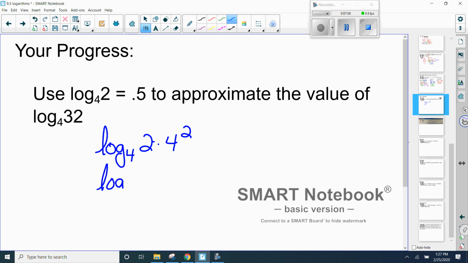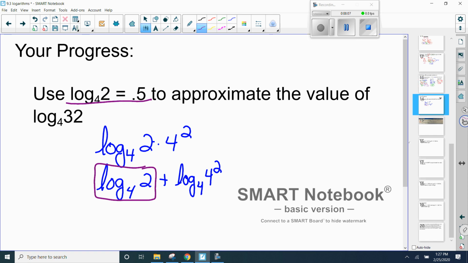What's the first one? Log base 4 of 2. What's the times? Plus. Log base 4 of 4 squared. What does this have a value of? 0.5. That's given to us from the given information, correct? So that has a value of 0.5. What does this have a value of? 2. So what is your answer? 2.5. Add them together.